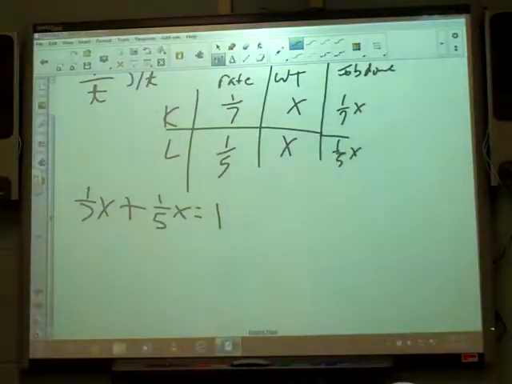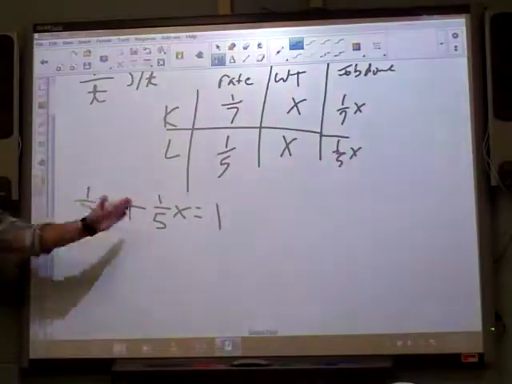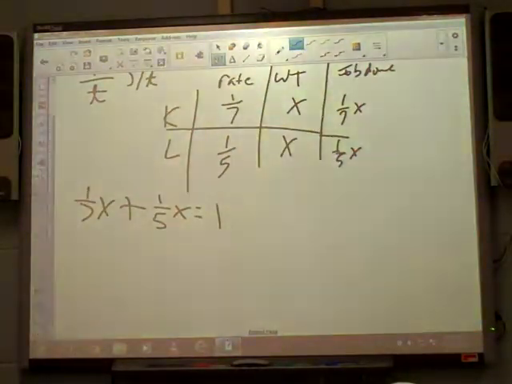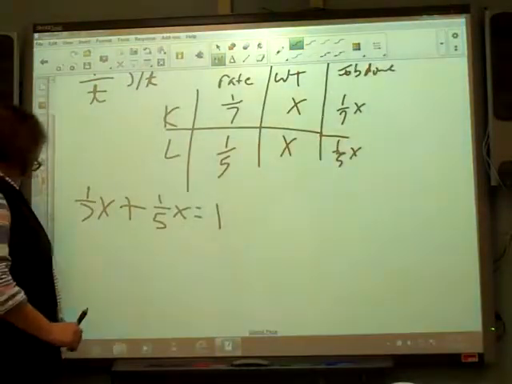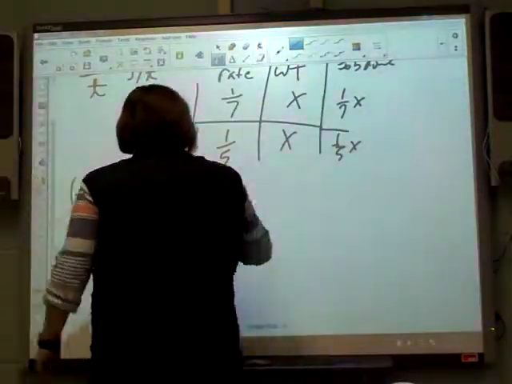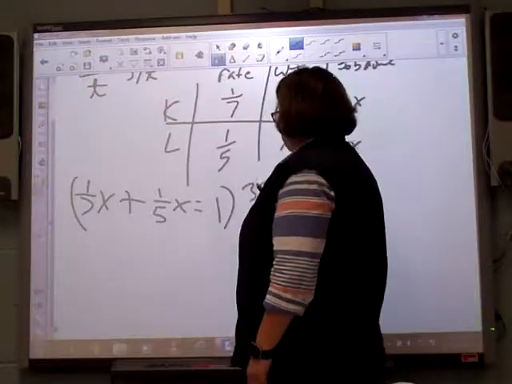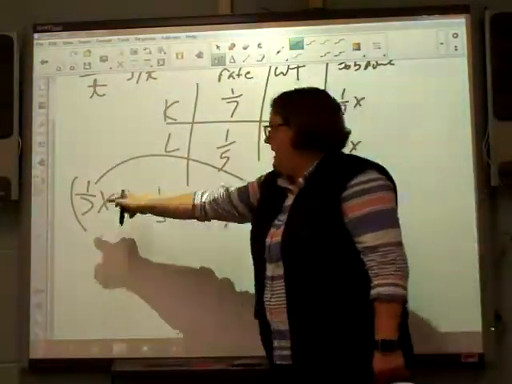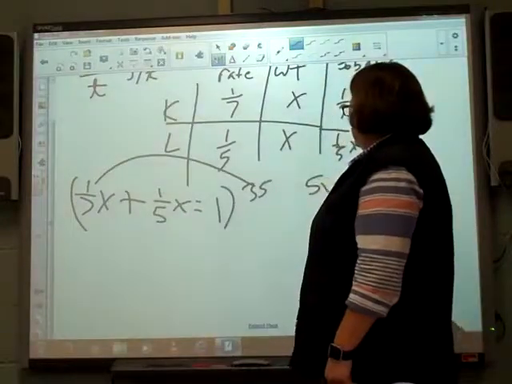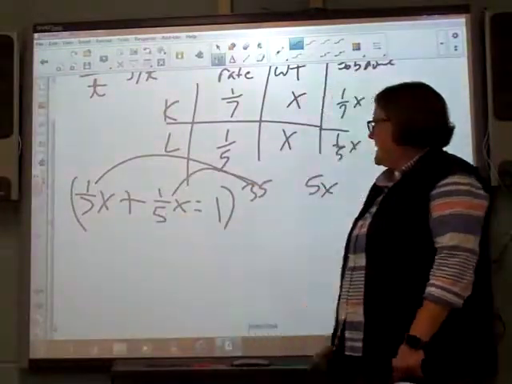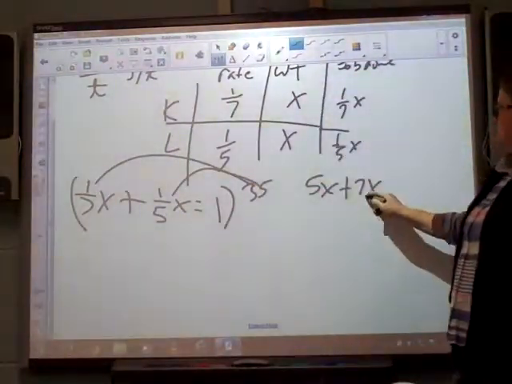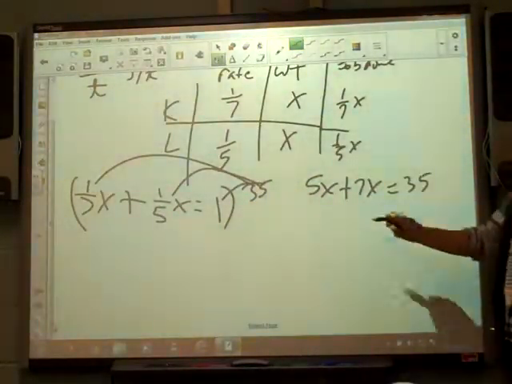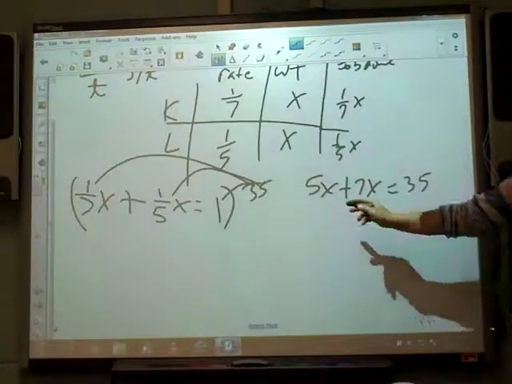Alright, this is yesterday's stuff now. What can I multiply this whole thing by to cancel 7 and 5 out? What will they both go evenly into? 35. Good, sir. So 35/7 is 5, so that would be 5x. 35/5 is 7, so that would be 7x. Nothing cancels here. Equals 35. That's 12x.